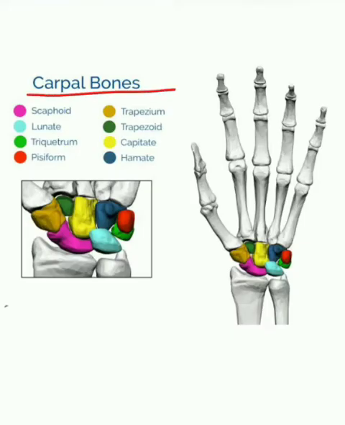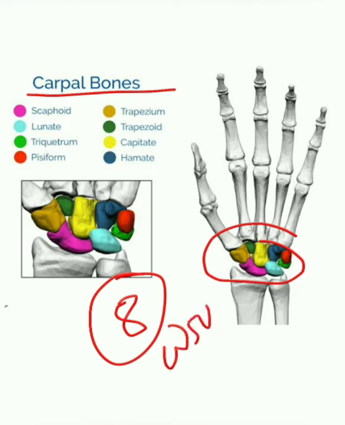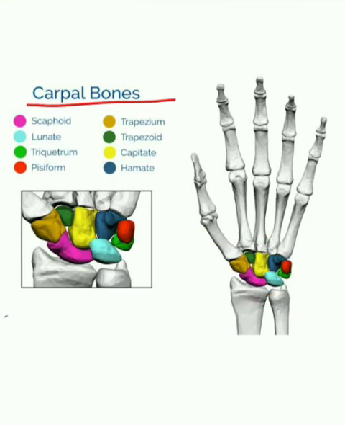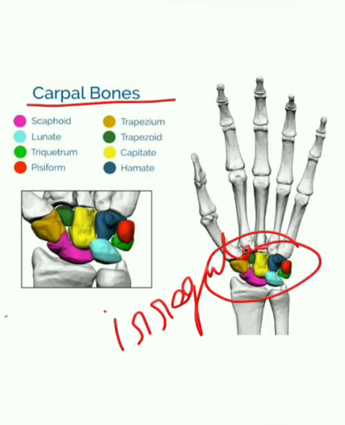Next is carpal bone. So carpal, you can see this colorful portion of our hand consists of 8 bones. This is the wrist part. So in each wrist there are 8 bones. So here you can see the shape of the carpals is irregular and the bones are arranged in 2 rows. Suppose 1, 2, 3, 4, 5, 6, 7, 8 like this.